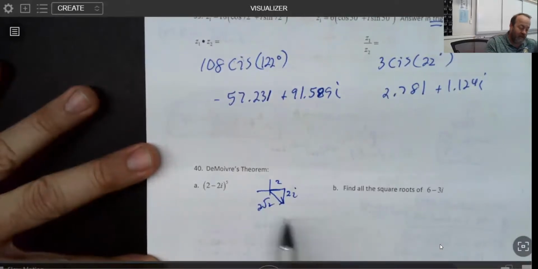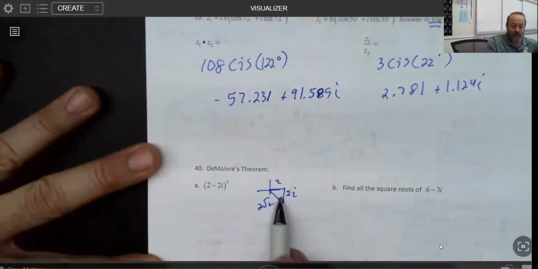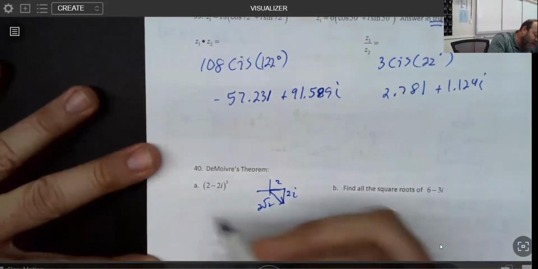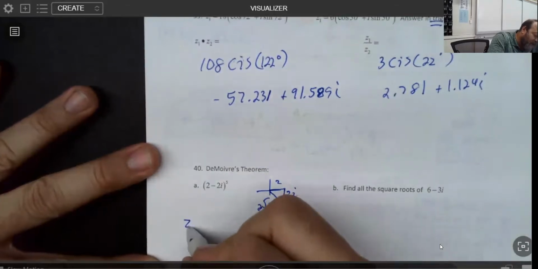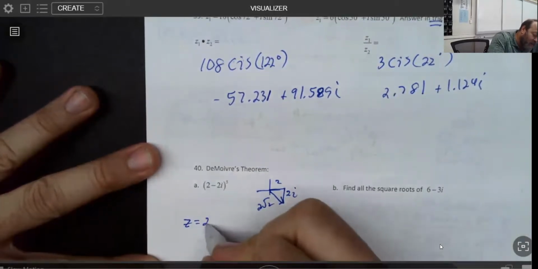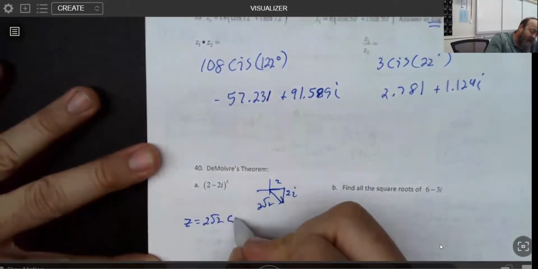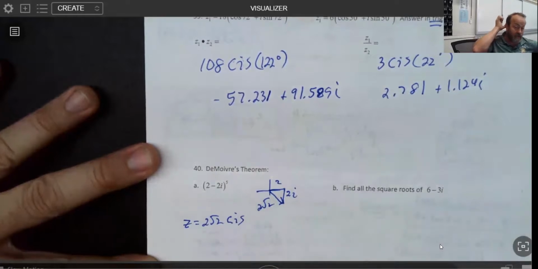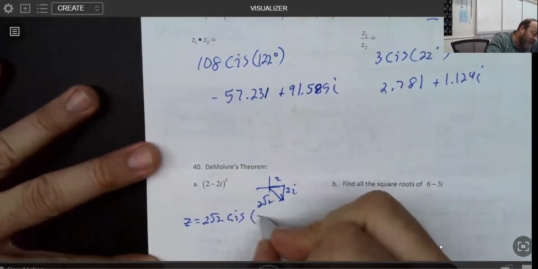That is clearly a 45-degree angle, or pi over 4, rotating down. So I would start by thinking of this as a 2 root 2 modulus. I personally really like the CIS notation rather than writing it all out, and I have to assign an angle.